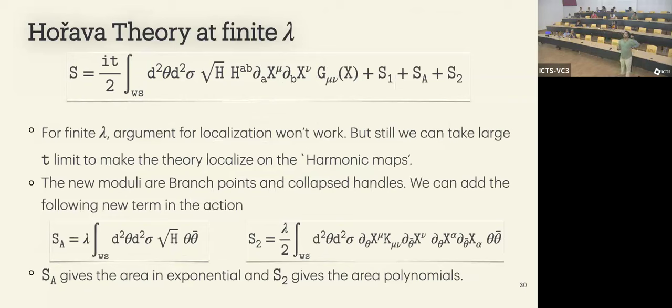I'll again briefly say a few words about the finite lambda. For lambda equal to zero, we had up to this big term, which is the Polyakov term, and then S1. This was contributing for the omega points and all the Euler numbers. But for finite lambda, the argument for localization is not working because it's now not a topological theory. But still we can take a large T limit by hand. You take T to infinity and then you can make the theory localize on the harmonic maps. And then you can calculate all the things you want to calculate.